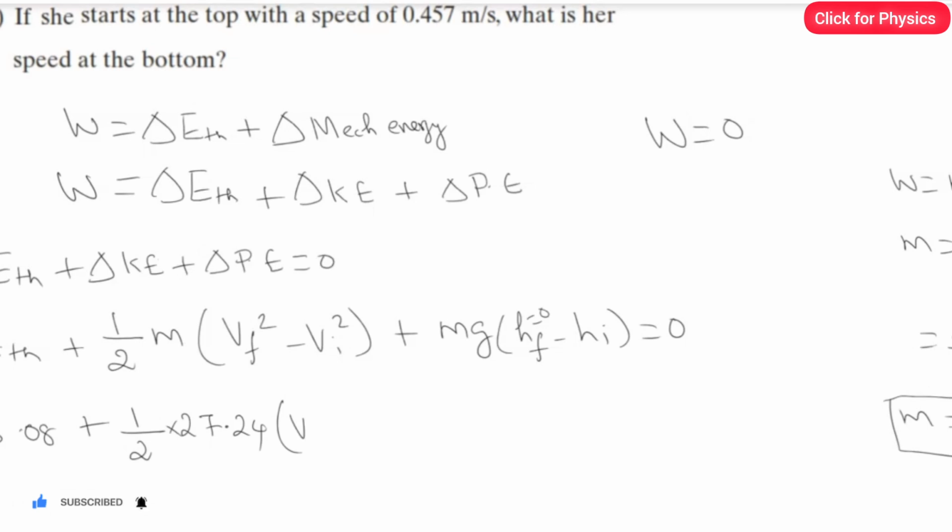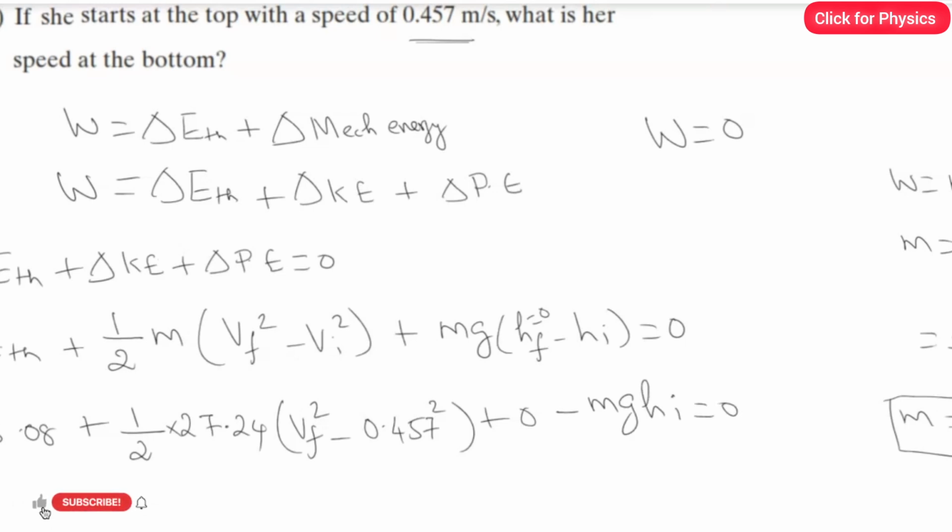27.24. V final we are going to find, and what is the V initial? Because V initial value already they gave here, 0.457. So I have to substitute the value 0.457 square plus this, multiply the 0. So we'll get, first part when you multiply with the h is 0, and when you plus into minus, minus mg h initial, which is equal to 0. Clear?